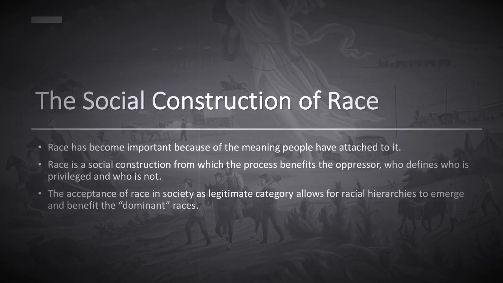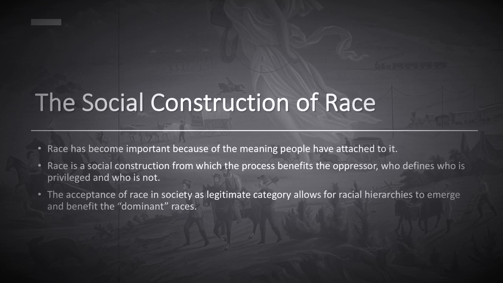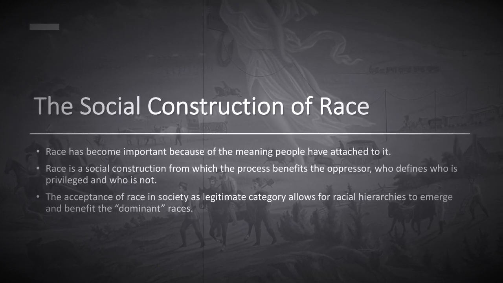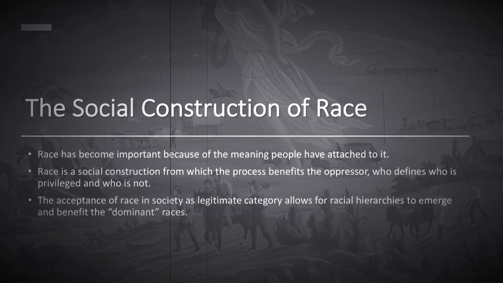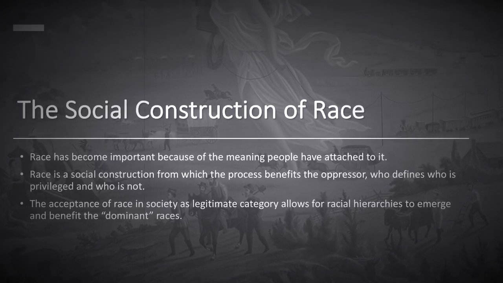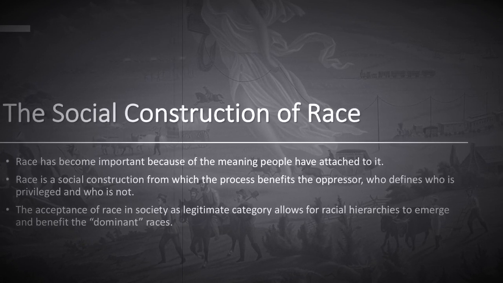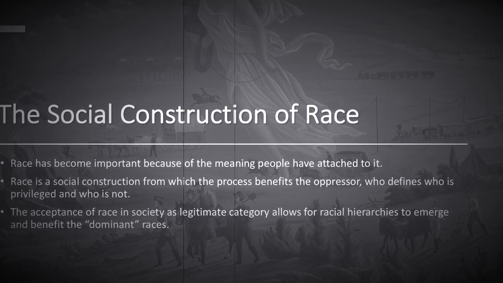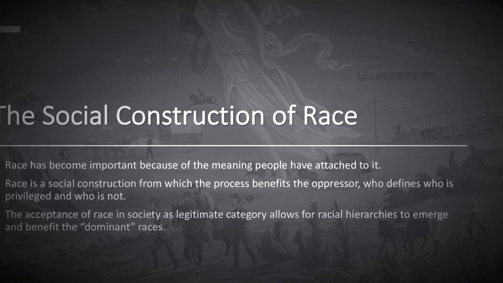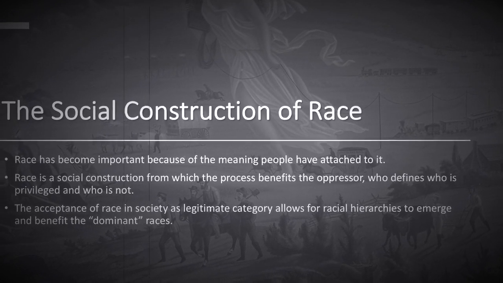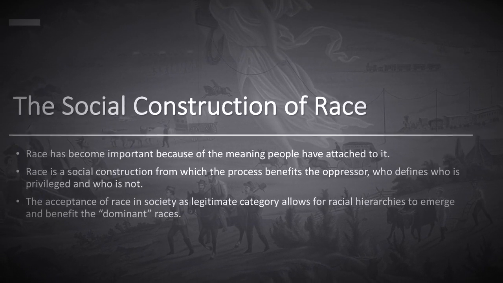So if there's no pure distinct race, what makes up this idea of race? Well, it has become important because of the meaning people have attached to it. Race is a social construction from which the process benefits the oppressor, who defines who is privileged and who is not. The acceptance of race in society as a legitimate category allows for racial hierarchies to emerge and benefit the dominant quote-unquote races.